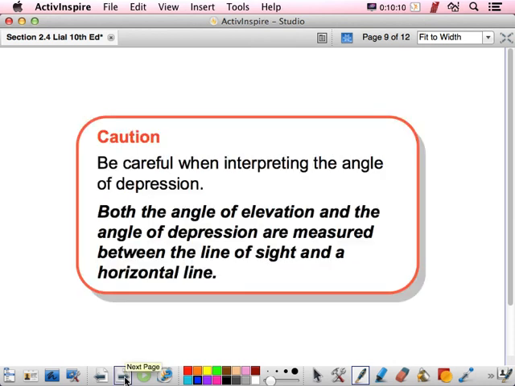Okay. Be careful when interpreting the angle of depression. Both the angle of elevation and the angle of depression are measured between the line of sight and a horizontal line. Got it? Let me show you. Just look at an example, and then I think I can make it clear. I will show you where people go wrong all the time.